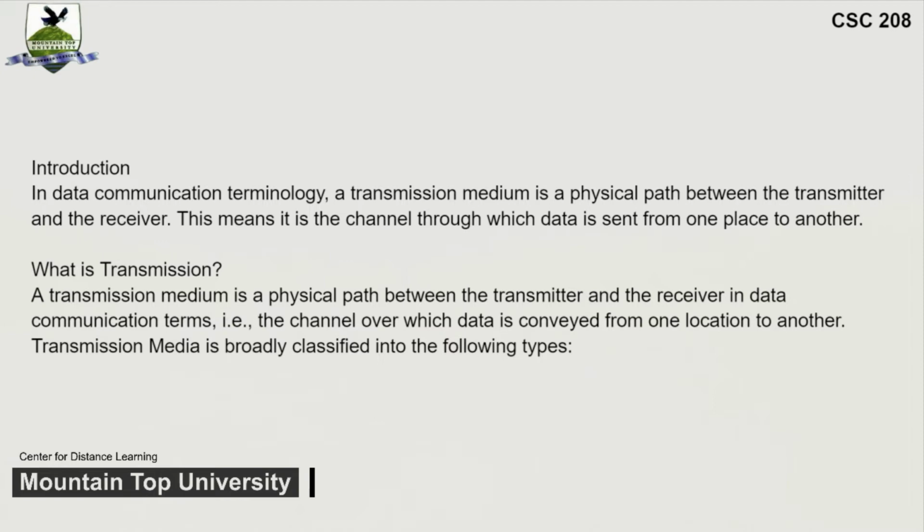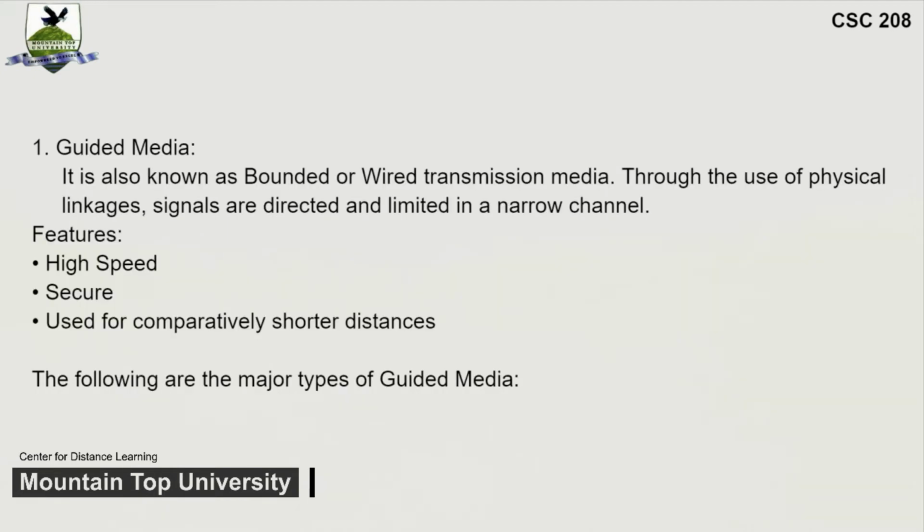Transmission media is broadly classified into the following types. 1. Guided media. It is also known as bounded or wired transmission media. Through the use of physical linkages, signals are directed and limited in a narrow channel. Features: high speed, secure, used for comparatively shorter distances. The following are the major types of guided media.